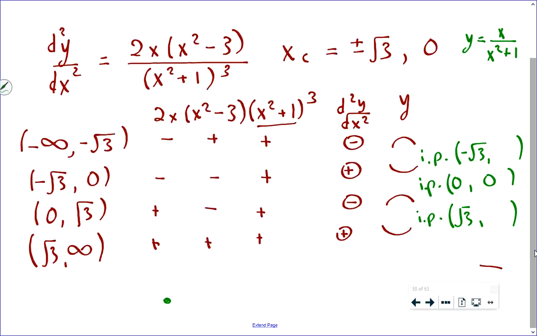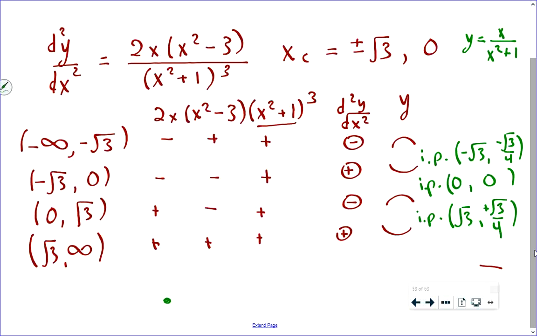As the graph goes through the origin, it's going to change from being concave up to being concave down. It's going to have this shape, everyone, that I'm showing you with my hands. As it goes through the origin, it's going to go from concave up to concave down. It's got to have that kind of twist to it. When I put in negative root 3, let's see. Negative root 3 squared is 3. 3 plus 1 is 4. So I get negative root 3 over 4. And I get positive root 3 over 4 here.